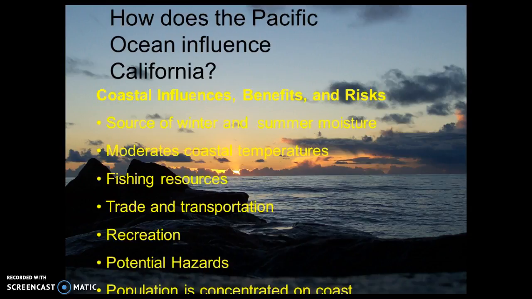Pacific Ocean, of course, exerts a very important influence on a number of factors of California, including our climate. We get the moderation of temperatures in the coastal regions, but we also get fishing resources, access to trade, recreation, and also hazards. And these are all things that are important, especially considering the high concentration of people in the coastal regions of California.